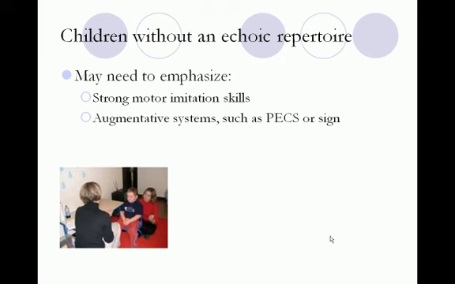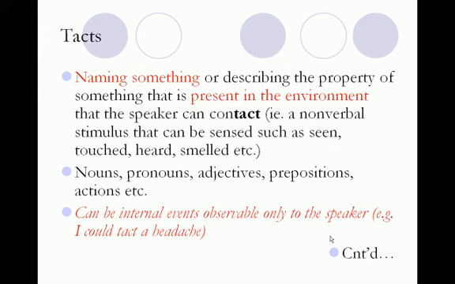Tact is named for the word contact, meaning contact with the environment. It's naming something or describing the property of something that is present in the environment. Okay, so that the speaker can contact some nonverbal stimulus. It can be nouns, pronouns, adjectives, prepositions, actions, etc. It's important to note that a person can also tact their own private events. So I could tact that I have a headache. I have a headache is a tact. I'm tacting my own internal private event.